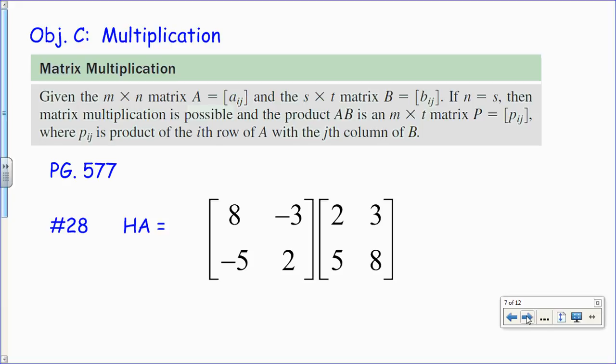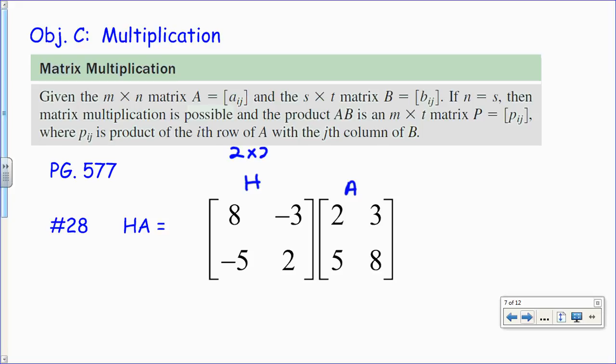So what this chart tells me is that in order to multiply matrices, they don't have to be the exact same size. What has to be the same is the number of columns in the first matrix has to match the number of rows of the second matrix. Okay? So this is H times A, so this is matrix H, this is matrix A. Matrix H is what size?